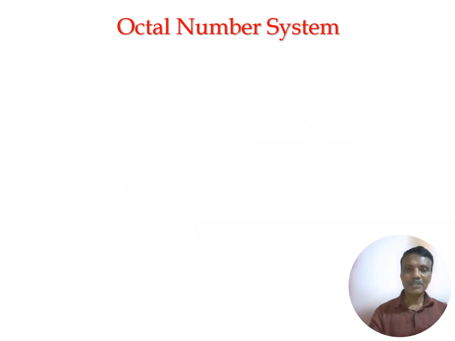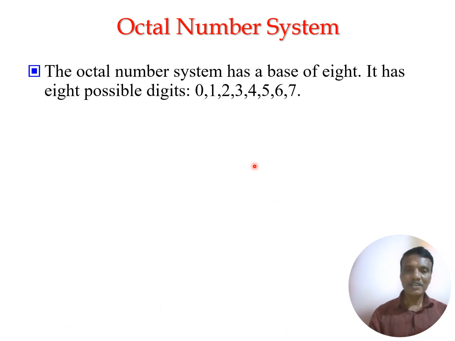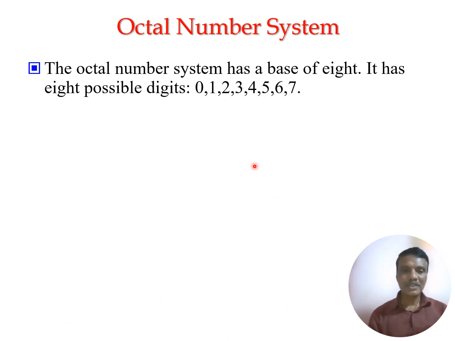The next number system is the octal number system. The octal number system contains 8 numbers, 0 1 2 3 4 5 6 7. So totally 8 numbers are available in the octal number system.